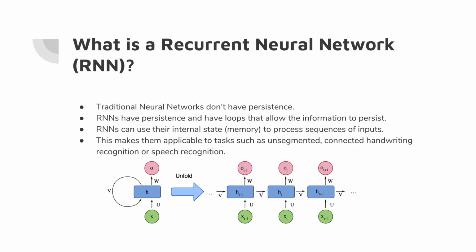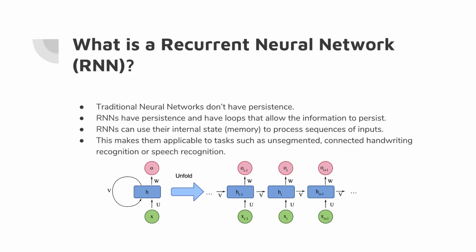In cases where you need the older information to process the current inputs, that is where recurrent neural networks are used. These RNNs can use their internal state to process a sequence of inputs. You can think that whatever has happened in the past gets stored in the memory of an RNN. Internal state and memory, you can use these words synonymously.